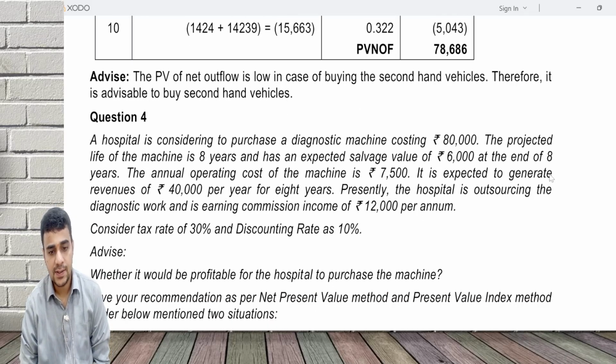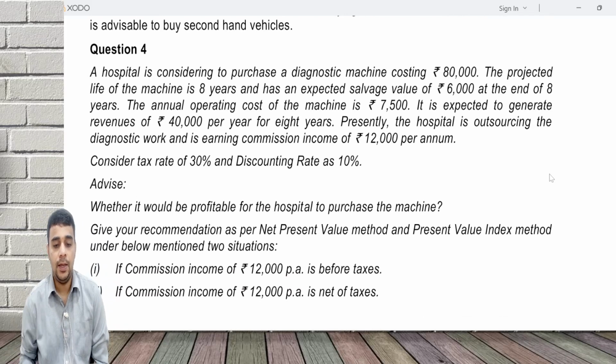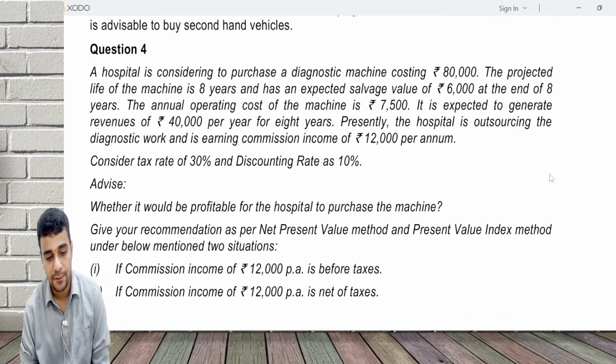A hospital is considering purchasing a diagnostic machine costing 80,000. Life is 8 years. Salvage value is 6,000 at the end of 8 years. Annual cost is 7,500. Revenues of 40,000 for 8 years. Outsourcing the diagnostic work, it is earning a commission income of 12,000. Consider a tax rate of 30% and a discount rate of 10%. Would it be profitable to purchase the machine? Give your recommendation as per the NPV method and present value index. Present value index is the profitability index.